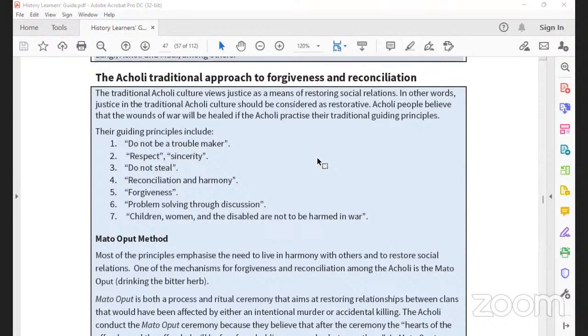Number 1, do not be a troublemaker. Number 2, respect. Sincerity. What does sincerity mean? Sincerity comes from the word sincere. What is to be sincere? Ladies and gentlemen, Patel, what is to be sincere? To be honest. That is Patel, to be honest.